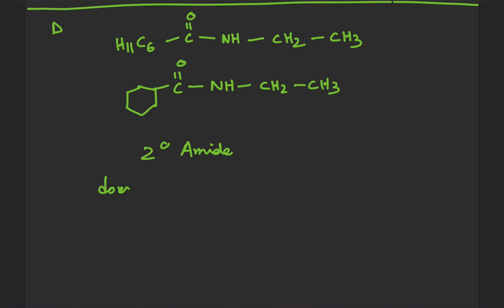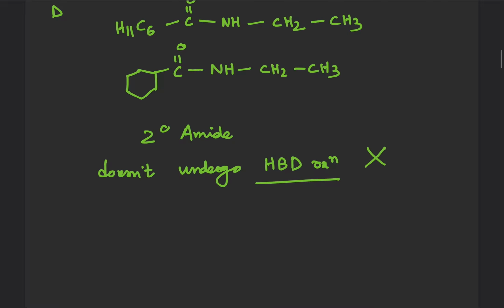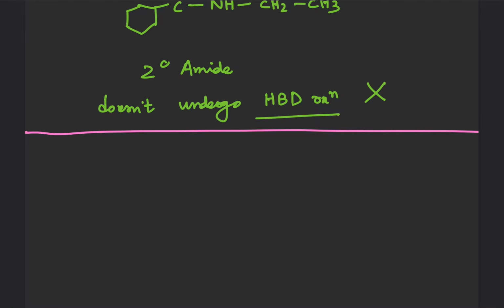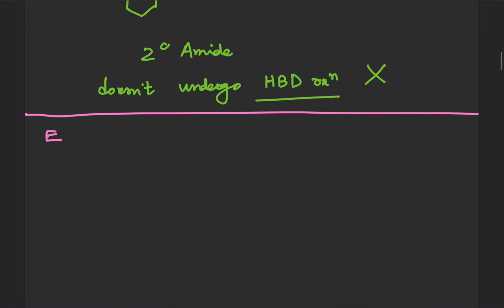Very important. It does not undergo Hoffman bromide degradation reaction because it is a 2-degree amide. Only 1-degree amide shows Hoffman bromide degradation reaction, and therefore D is rejected. Then we have to talk about E. Compound E is CH3 thrice C, C double bond O, NH, CH3.